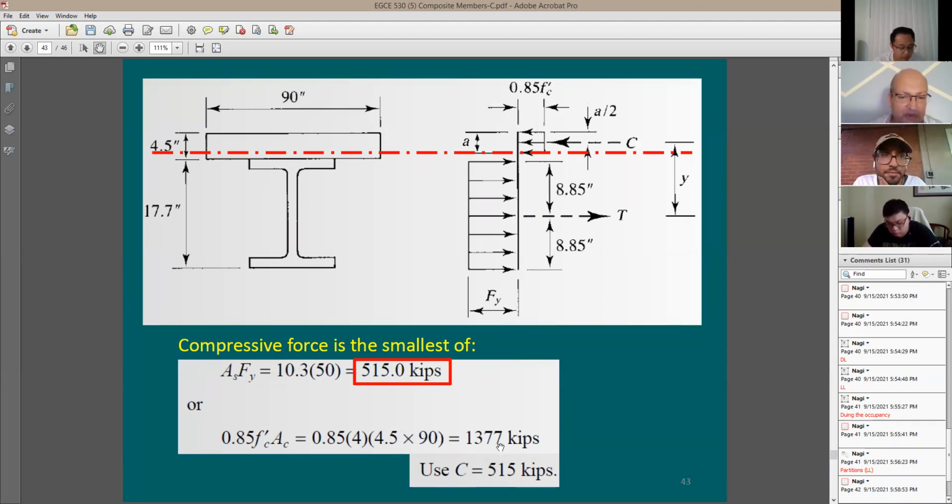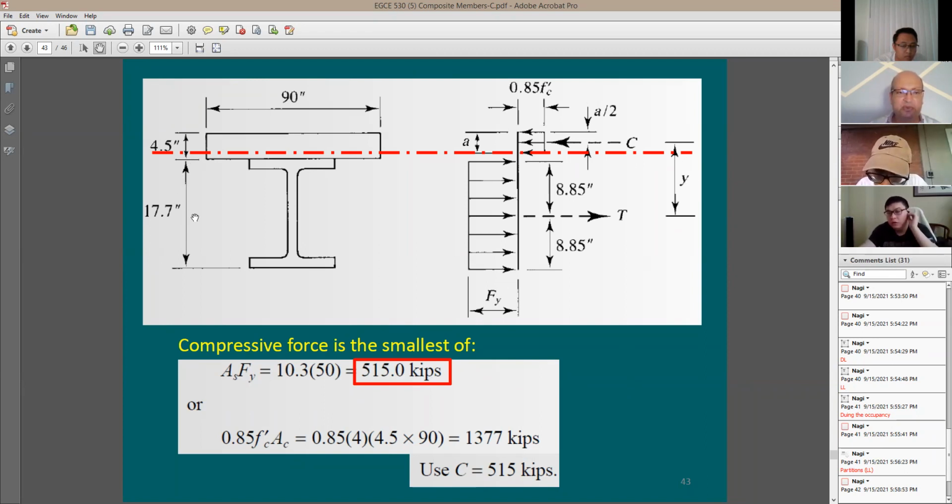Now, which one is going to control your design? It's going to be the 515 kips, because this compression cannot exceed the tension force. So I'm going to use 515 kips. Great, here's 515 kips that I need to design for. Can I find out the Y distance, the YCT? I'm going to say, yeah.